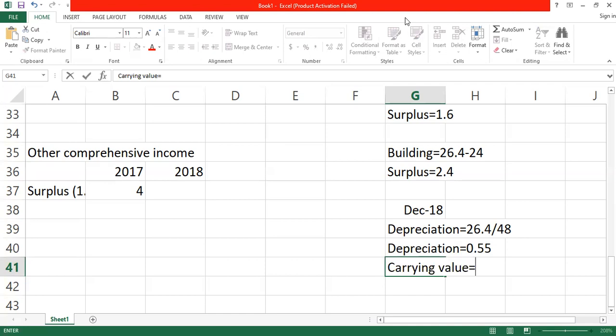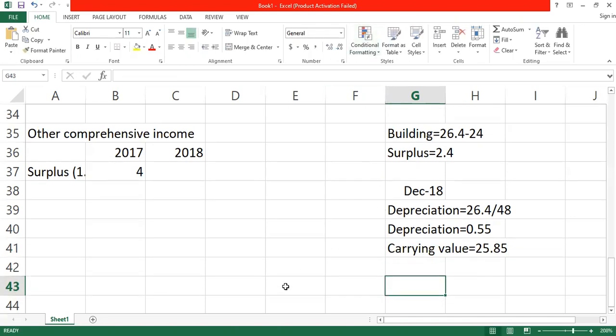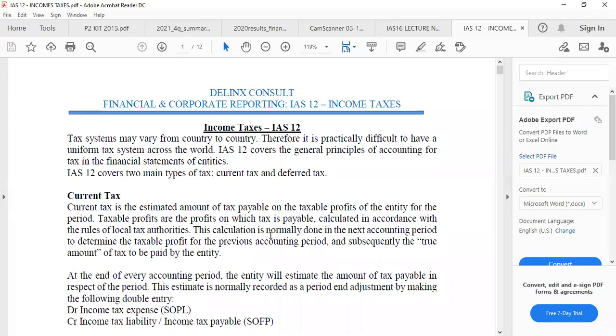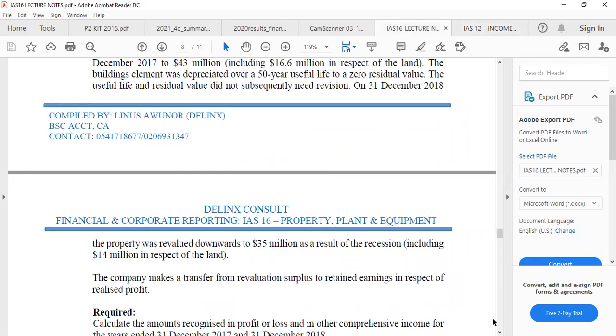$25.85. So the carrying value will be 25.85. At the end of this one, we do our next revaluation, isn't it? After the revaluation, what is the new revalued amount now?